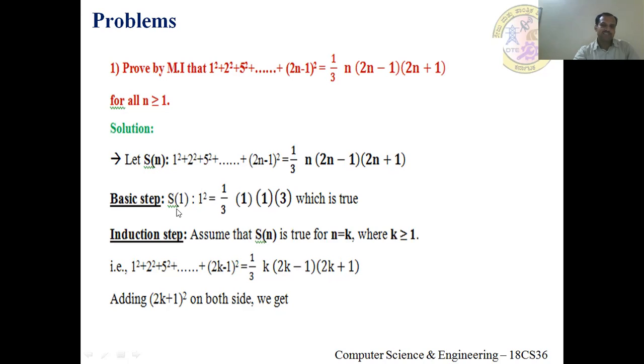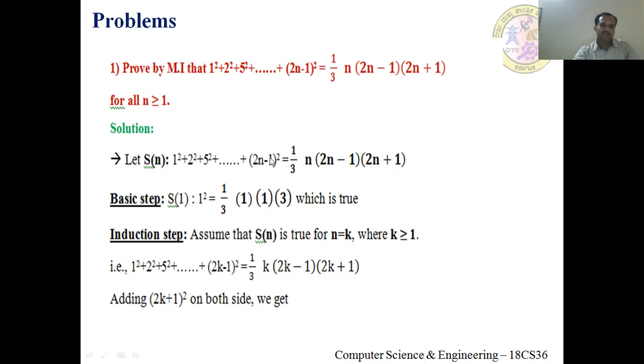As I already mentioned, the mathematical induction problems will be based on two steps. One is the basic step. In the basic step, we are going to assume your statement is true for n is equal to 1. Consider the last term, substitute n is equal to 1 here.